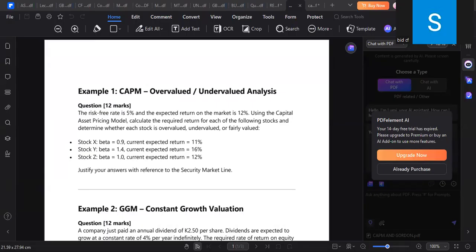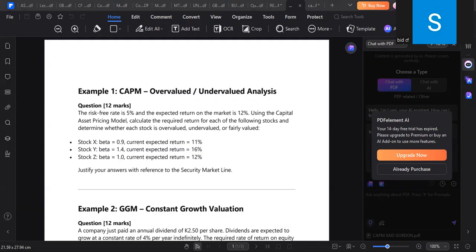Okay, stock X. What do we have? Our risk-free rate is what? 5%. What else are we given? Stock X, our beta is what? 0.9. Our expected return is 11%. Then we're given the risk-free rate here, which is 5%. But the market return here will be varying from this one. We want to base it on this value. So we need to calculate each of them and understand whether it's overvalued or undervalued. So we'll do the same for all of them.